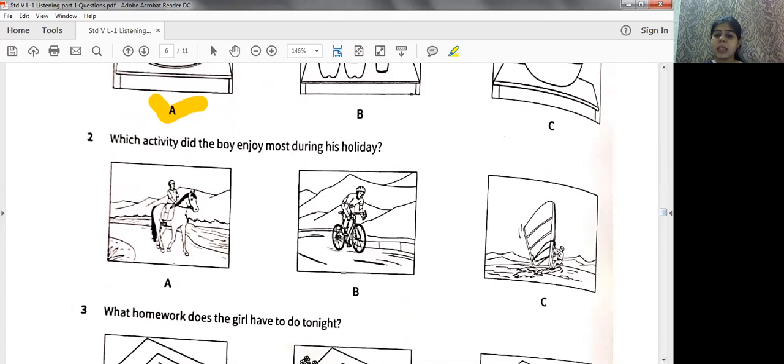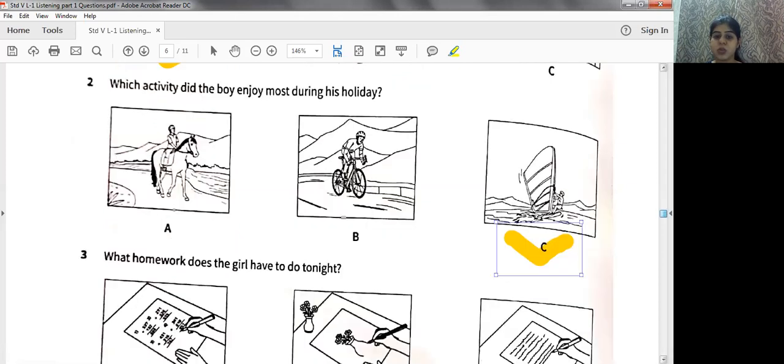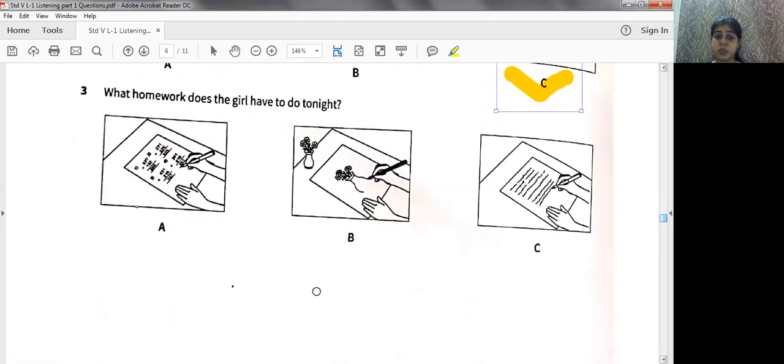So though he says that he enjoyed mountain biking, he liked it, but he actually enjoyed the sport or the activity related to water, which we can see in option C. The girl asked if he wanted to go horse riding, but he says that yes, he wanted to go, but he couldn't go. He was falling short of time. So the correct option is C. Please put a tick on C, students, or you can circle it.